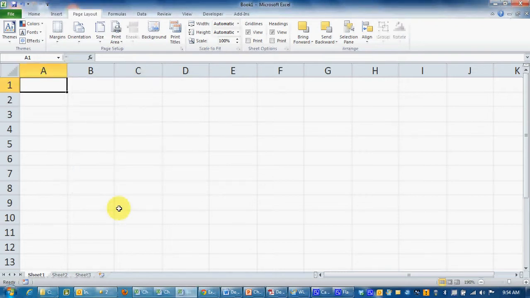Okay, everybody, we're going to do Chapter 3, Problem 20, Adirondack Savings Bank.